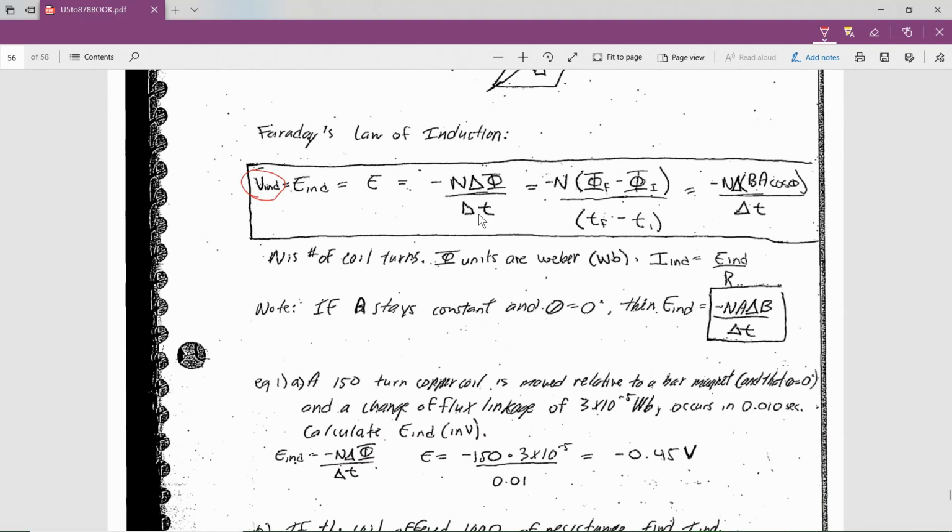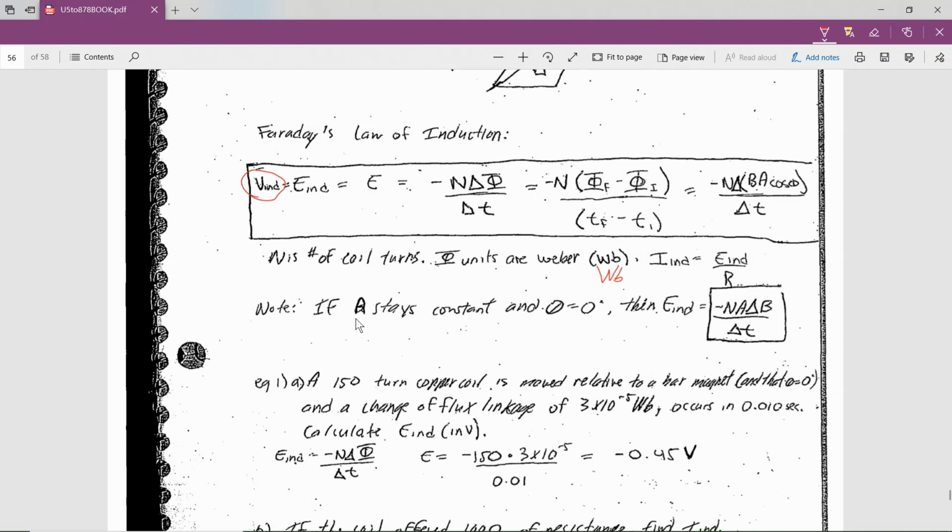You can see how eventually this all relates to calculus because we're talking about time rates of change, which are derivatives. So, minus N, phi final minus phi initial over T final minus T initial, but phi is BA cos theta. So minus N delta BA cos theta. N is the number of coil turns, phi is the flux, the units are Weber, named after another scientist. That's a capital W and a little b. Capital W, little b. And there's Ohm's law, I induced is E induced over R.